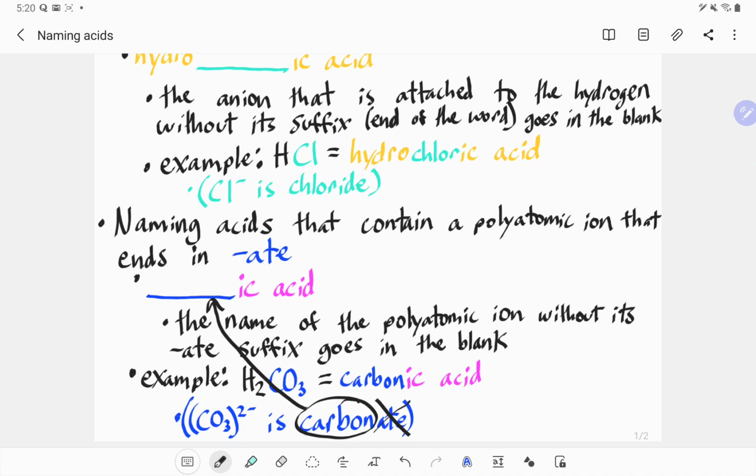Let's try one more example, and feel free to pause the video as you try to solve this on your own. So let's try HNO3. So you're first going to identify what NO3 is, and then follow those rules that we just set.